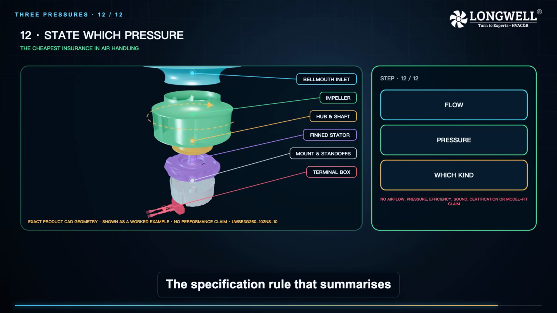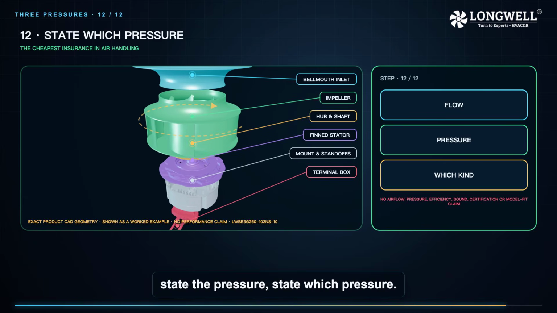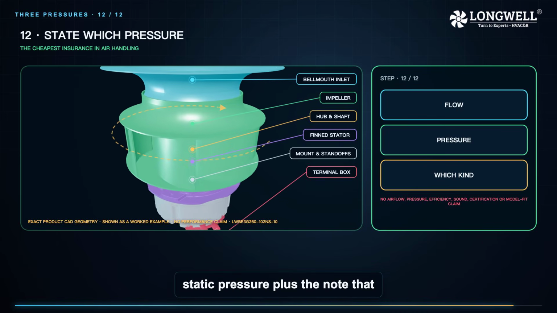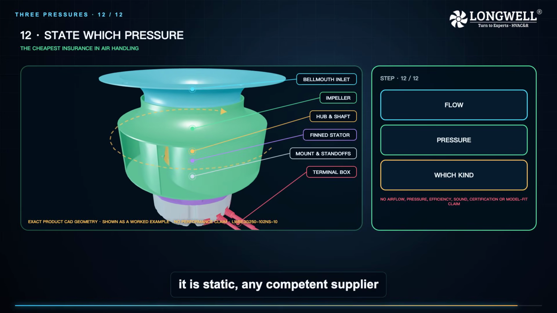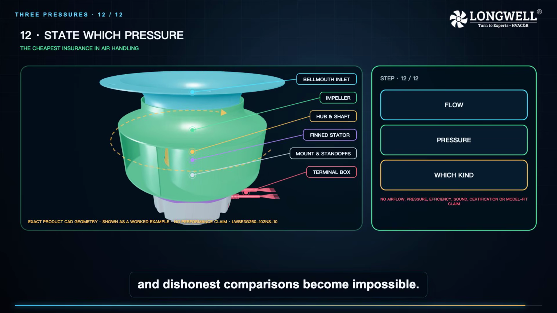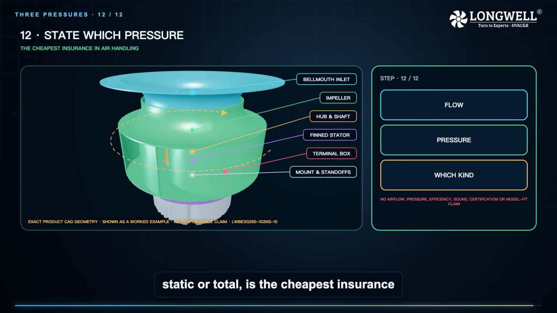The specification rule that summarizes the whole video: state the flow, state the pressure, state which pressure. If you send a duty as airflow plus static pressure plus the note that it is static, any competent supplier can select honestly, and dishonest comparisons become impossible. That one word in your inquiry, static or total, is the cheapest insurance in air handling.